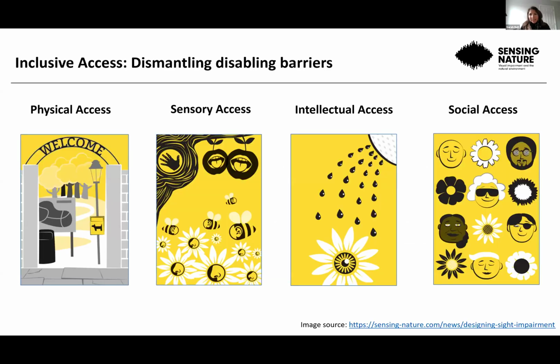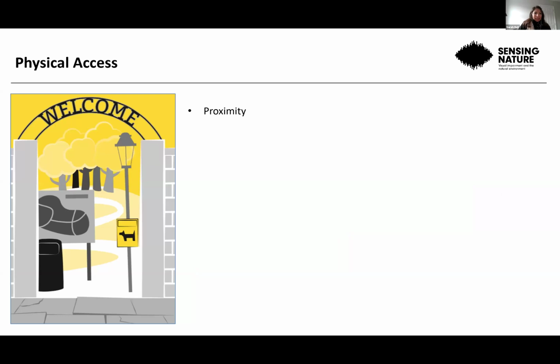So drawing on the Sensing Nature project and the work we've undertaken since, and the wide-ranging expertise of both Andy and George, in this talk, we're going to do a little bit of a whistle-stop tour of some of the key dimensions of access to be considered when seeking to enable disability-inclusive nature experiences, ranging from physical and sensory access to intellectual access and social access.